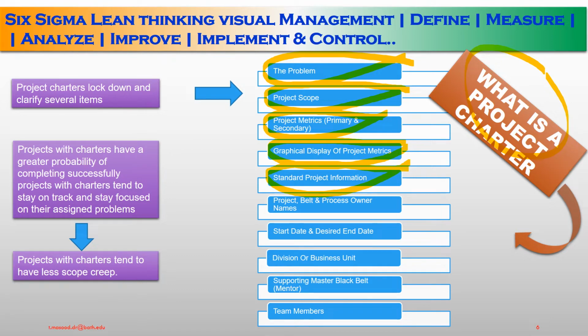Then standard project information. Then the project process owner and names. Then a project start date and when it's supposed to finish. That's called the desired end date. Division or business unit, we need to explain or demonstrate. Then supporting master black belts, mentor, how he can work and how he can deliver. Then members who should participate in order to deliver the results.